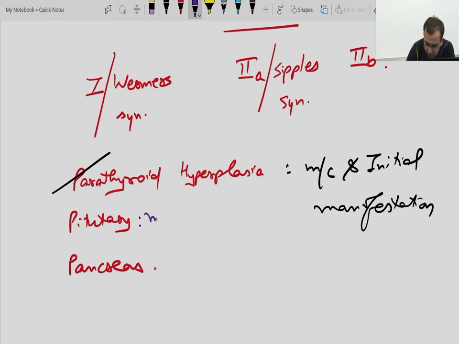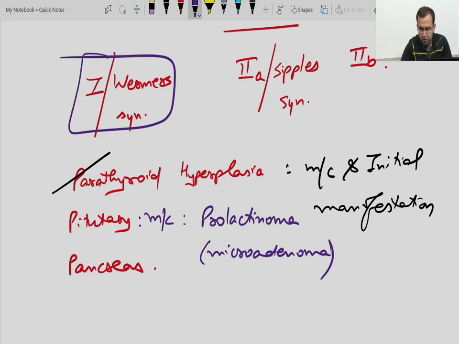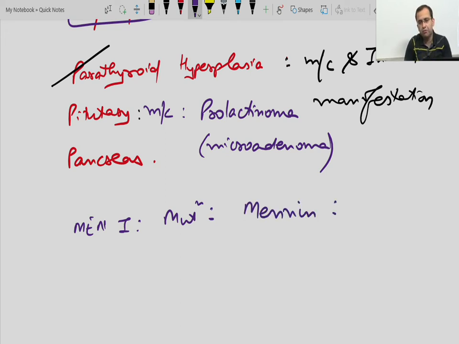The most common pituitary tumor is a prolactinoma. Which prolactinoma, microadenoma or macroadenoma? Microadenoma. That is pituitary. Next point, which mutation is seen in MEN1? MEN1 is associated with mutation in the tumor suppressor protein menin, which is present on chromosome 11.